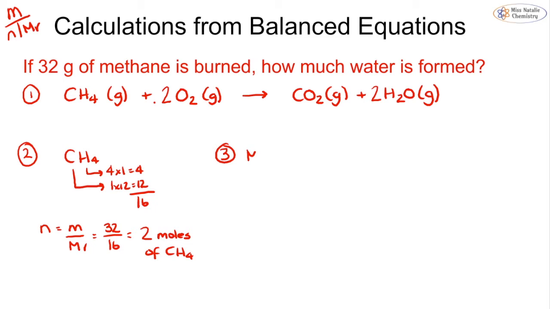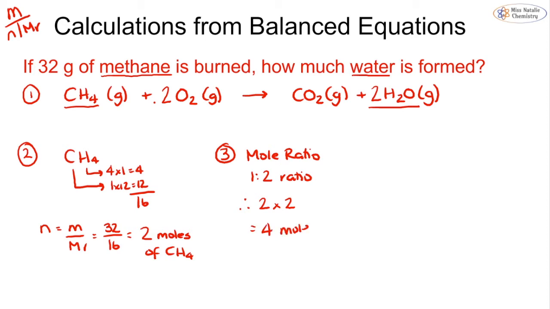Step 3 is the mole ratio. So we are looking at methane, which is the CH4, and water, which is the 2H2O. So we can ignore everything else. So our mole ratio is 1-to-2. Therefore, if I have 2 moles of CH4, I need 2 times that for the water. So I will have 4 moles of water.